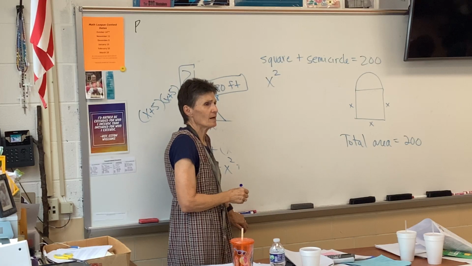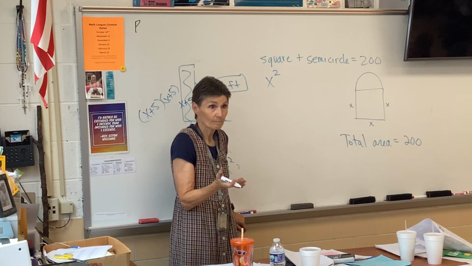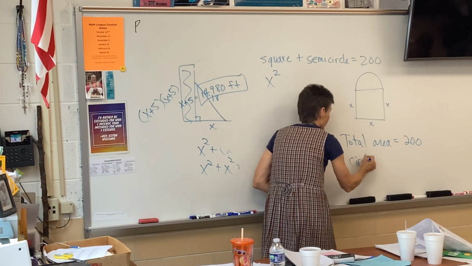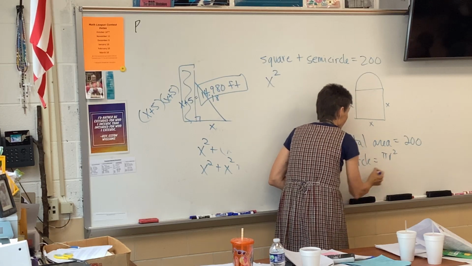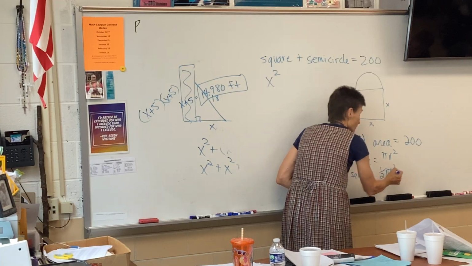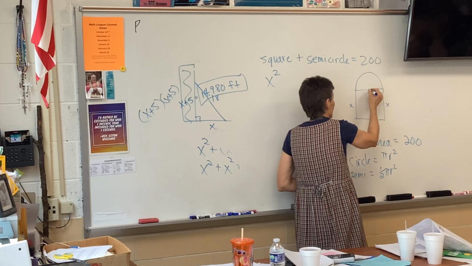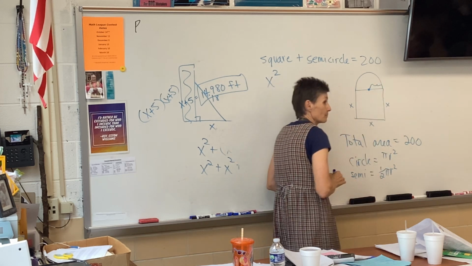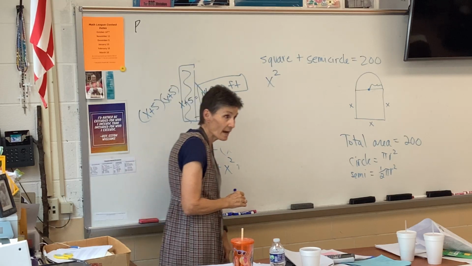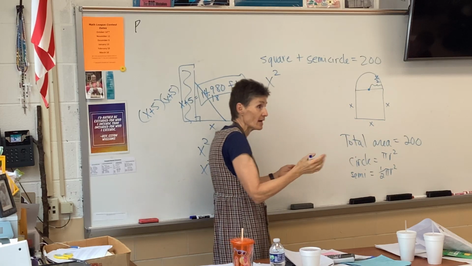How do we find the area of a semicircle? How do we find the area of a circle? Pi r squared. So a circle is pi r squared. So a semicircle would be 1/2 pi r squared. Right? So let's look at our picture. This is r. What's r? 1/2 x, or x over 2, half of x.